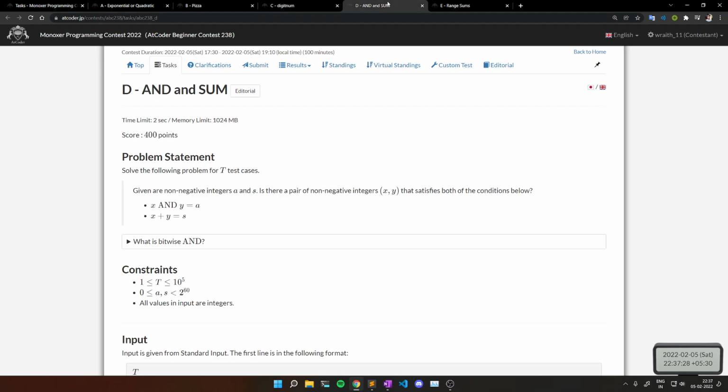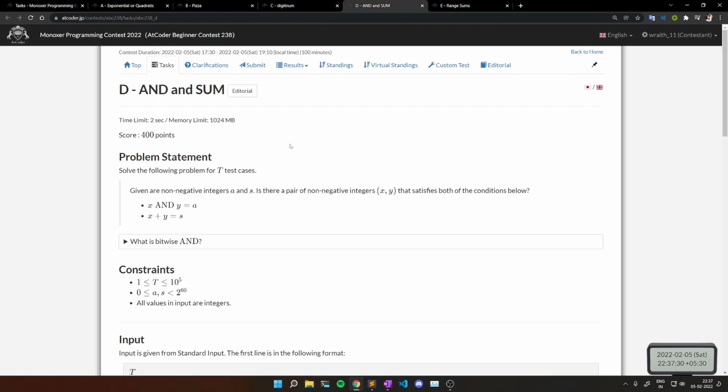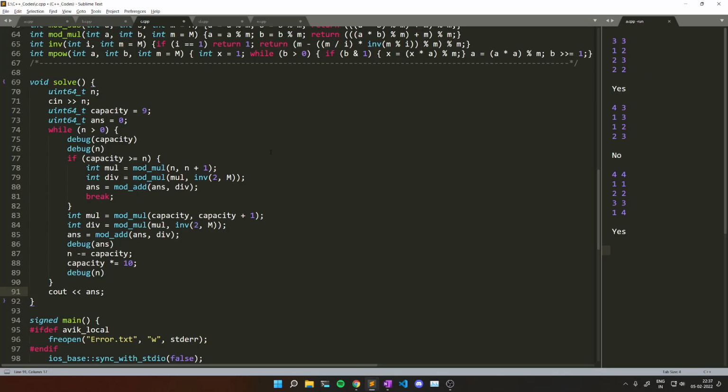Now let's see problem D. In problem D we are given two integers a and s, and we have to check whether there exist two numbers x and y such that their AND is a and their sum is s. So let me explain it more.